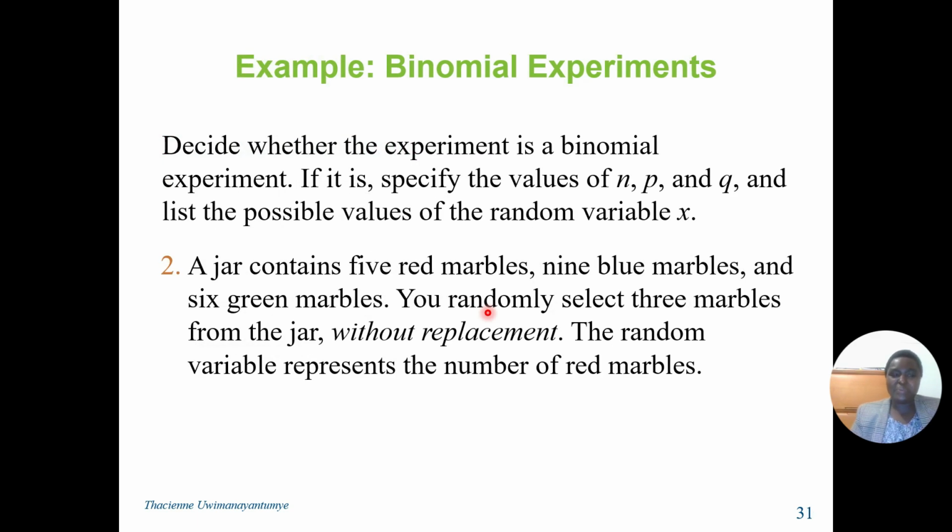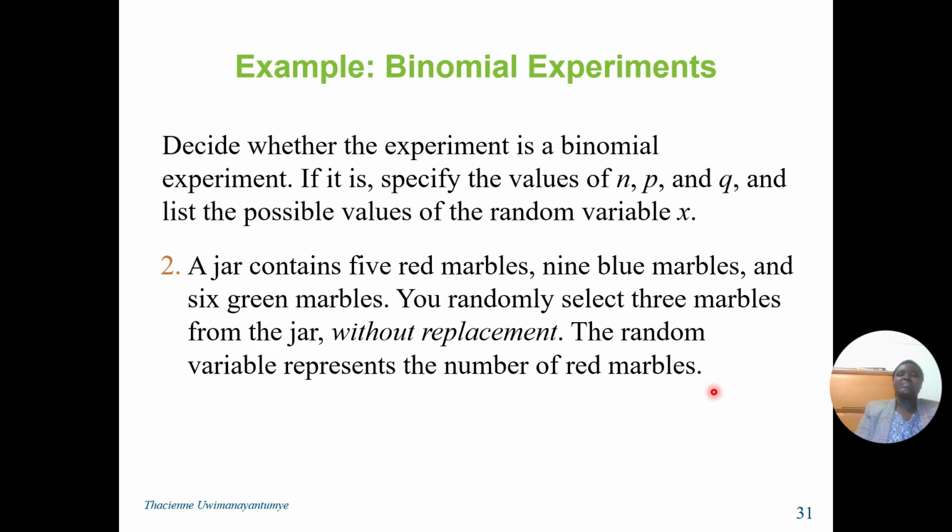Let's see another example. We have a jar that contains 5 red marbles, 9 blue marbles and 6 green marbles. And you randomly select 3 marbles from the jar without replacement. We have a jar with marbles of different colors, red, blue and green. And we have to randomly select 1 without replacement. When we take 1 out, we don't take it back. And the random variable represents the number of red marbles selected. So is this a binomial experiment or not?